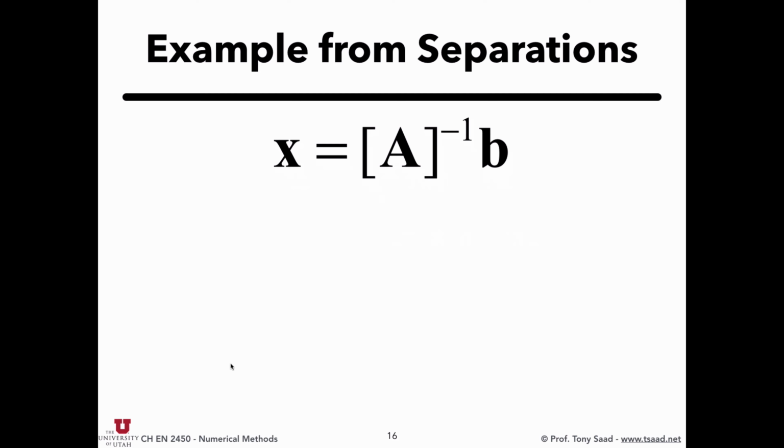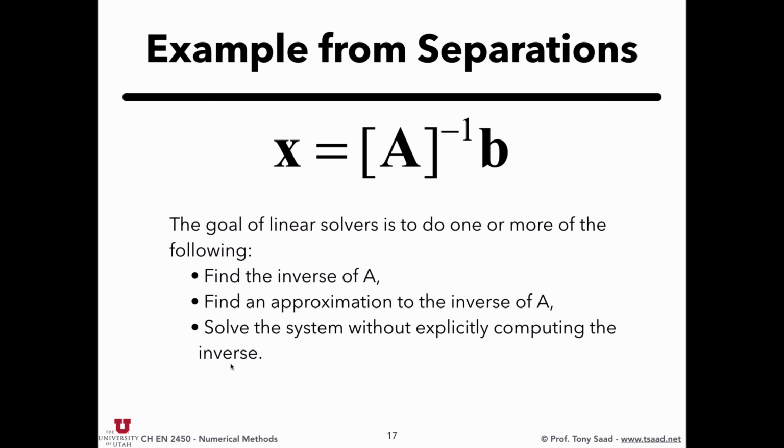But the point is, when you have a system Ax equal b and you want to find the solution x equal A inverse b, the goal of linear solvers, that's where we started, the discussion of numerically solving systems of equations, is to do one or more of the following: either numerically find the inverse of A, or find an approximation to the inverse of A. And why would we do an approximation to the inverse of A?